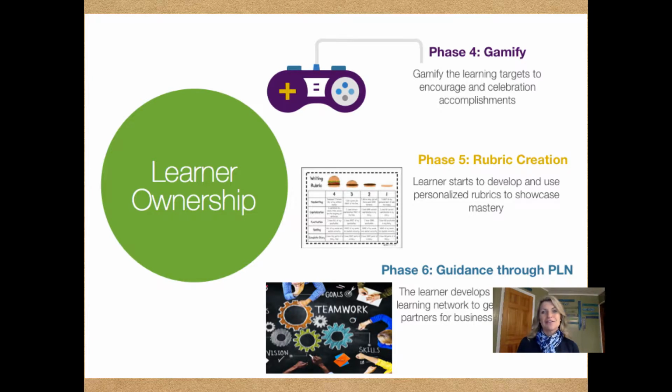In phase five, the learner develops rubrics that will showcase the mastery of learning targets. They develop the rubrics. They're the ones who say, this is good, this is okay, this is better, and so forth. In phase six, we get the guidance of their personal learning network. So we actually reach out to their personal learning network outside the classroom walls and we ask them to help them to determine if they have mastery. What skills are they missing?